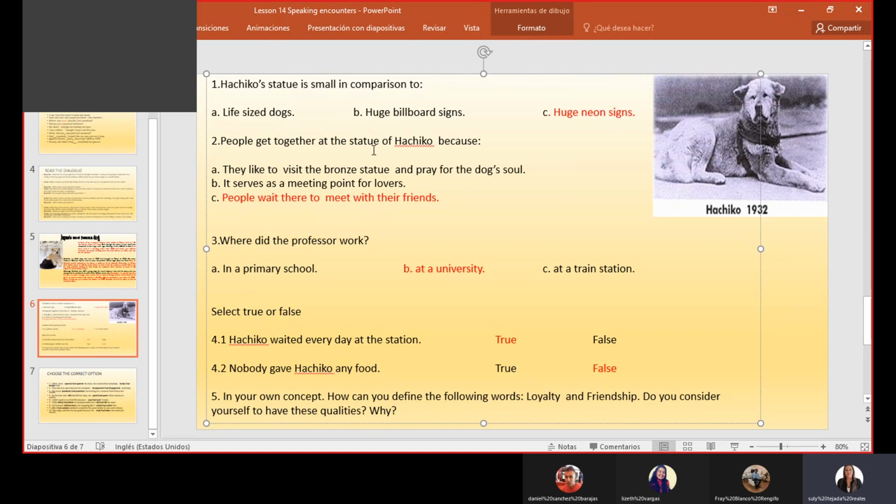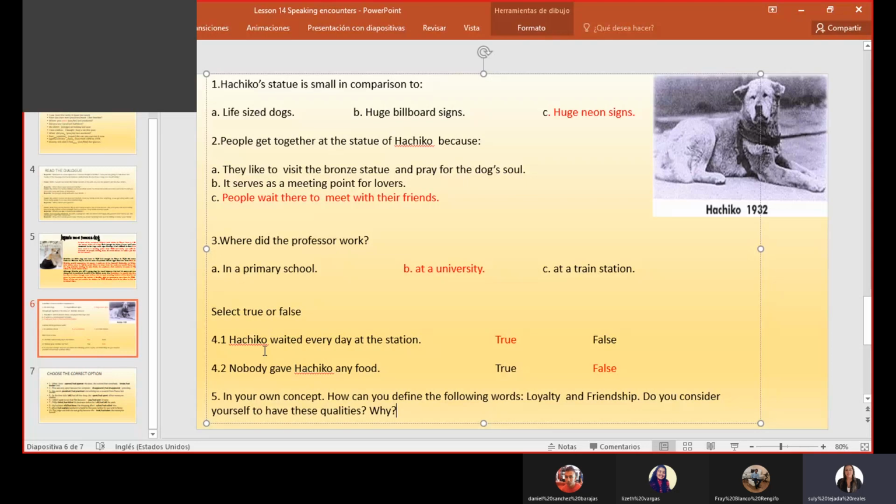People get together at the Hachiko statue because people wait there to meet with their friends. The last one, number 3: where did the professor work? The professor worked at the university. And select true or false. Hachiko waited every day at the station. That was true. Nobody gave Hachiko any food. That is false.